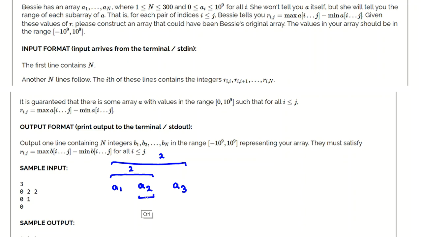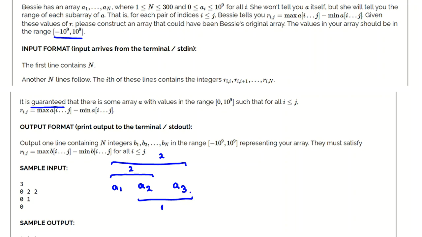Now A2, A2 is 0, obviously, because for A2, A2 the maximum is A2 and the minimum is A2, so 0. Between A2, A3 is 1, and A3, A3 again is 0. Now it says it is guaranteed that there is some array A with values in the range 0 to 10 to the 9. But each A_i that we print as output can be from negative 10 to the 9 to 10 to the 9. So if we use C++, we don't need to use long long. We can solve it with int.